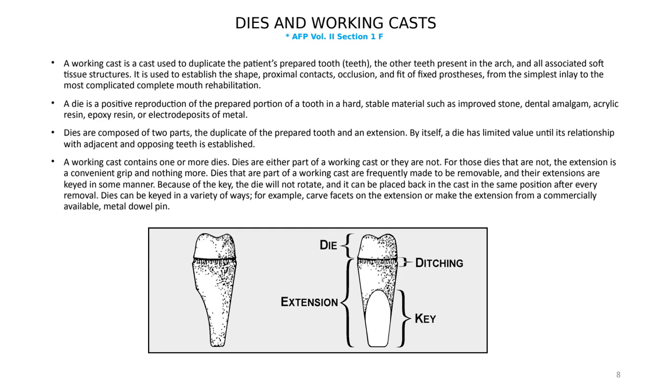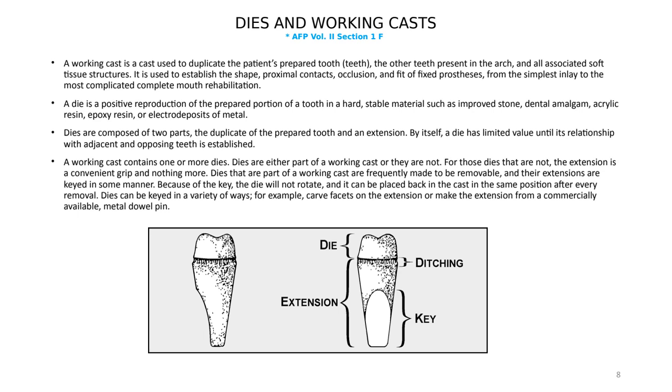A die, like we said, it's a positive representation of the prepared tooth in a hard, stable material such as die stone or improved stone, dental amalgam, acrylic resin, epoxy resin, or copper plated or silver plated dies. Dies are composed of two parts. The duplicate of the prepared tooth, so it's the part where we mostly work on. That's where we have to design and fabricate the final restoration, and the extension.